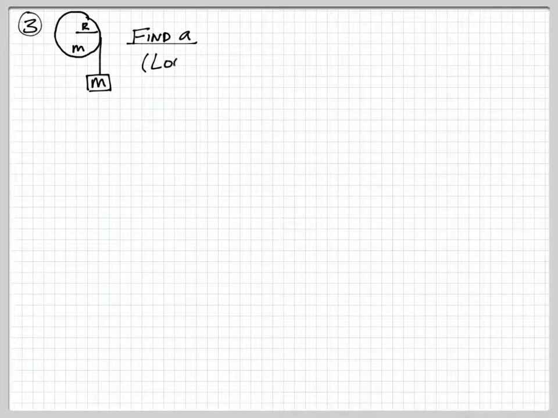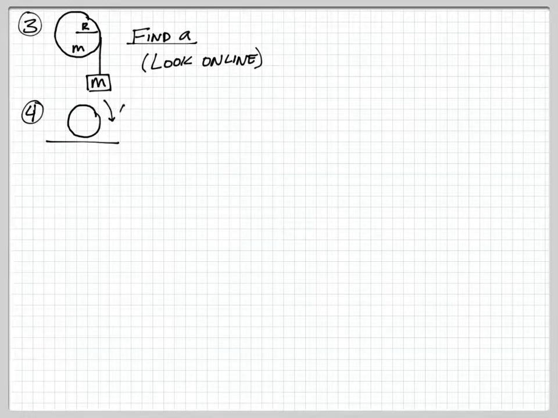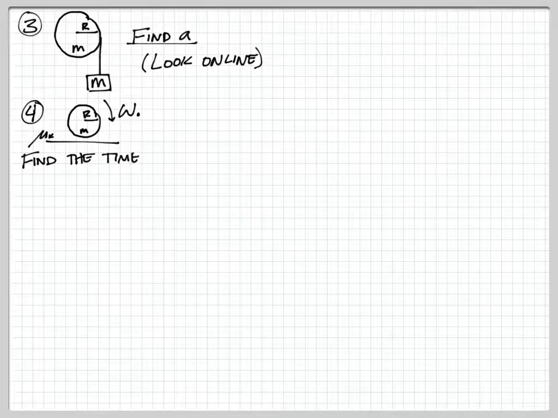And then the last question is a rolling with slipping question. So in this case, we're going to roll it. We're going to give it an omega in that direction, and we're going to drop it on the ground. So we are starting off with an angular speed. We're going to put it on the ground, and what we want is to find the time where we reach the non-slip condition.